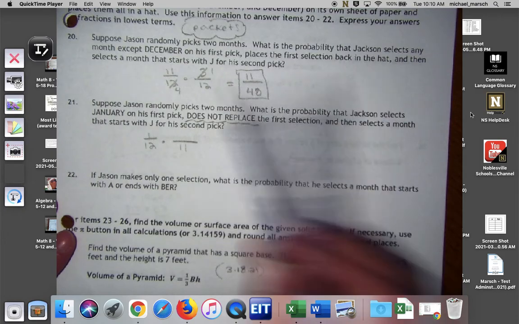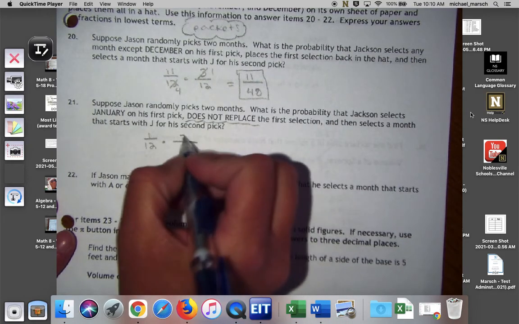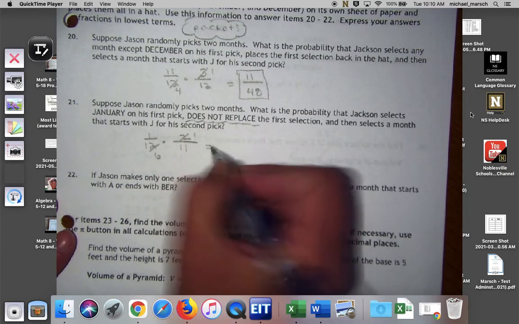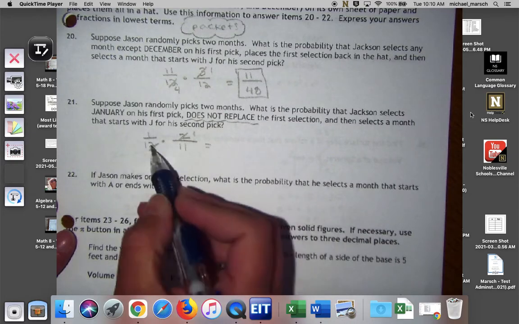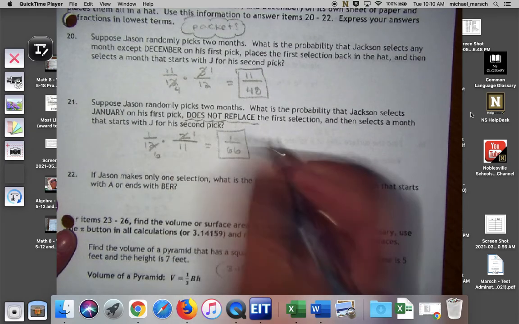Then we know we only have 11 left because the January was taken. There are 3 months that start with a J, but the January was already taken. So we have 2 out of 11. I can do some cross simplifying here because 2 goes into 2 one time, 2 goes into 12 6. I get 1 out of 66. So it's a very small probability that that would happen.